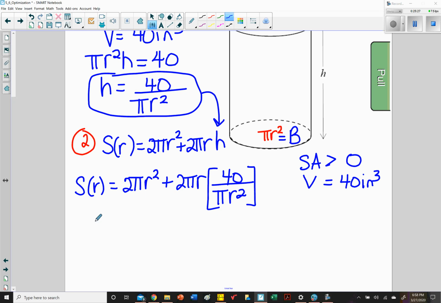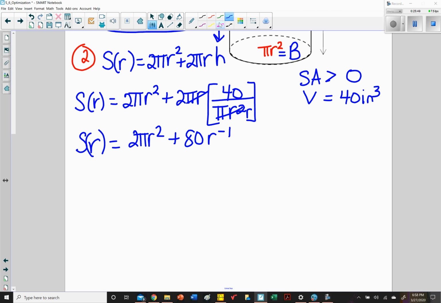Okay. So simplifying that, surface area in terms of the radius would be 2 pi r squared, and pi r would cancel and leave us 1 r down here. So 2 times 40 would be 80, and we would have r to the negative 1. I'm going to write it that way so we can take a derivative. So next we want to find where the surface area derivative is 0. We need to know that to get a critical number.